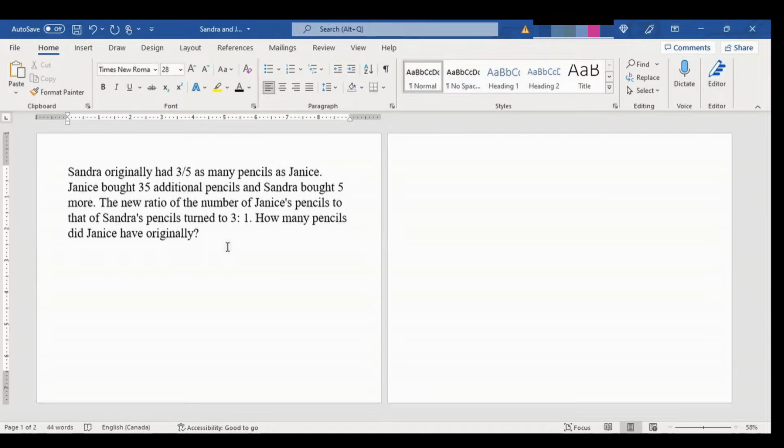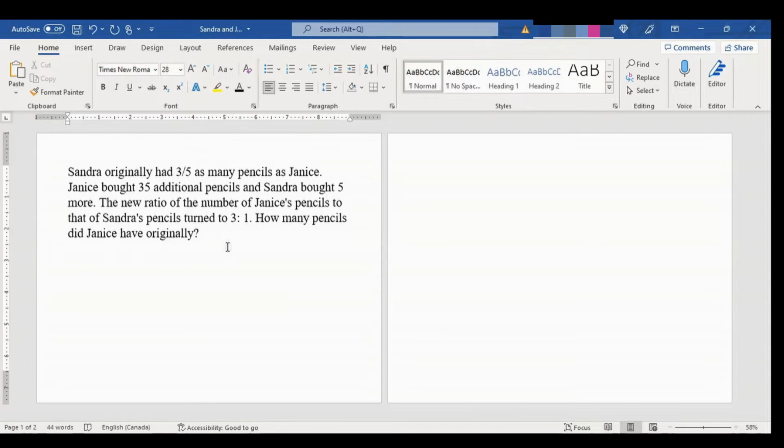So this problem says Sandra originally had 3/5 as many pencils as Janice. Janice bought 35 additional pencils, and Sandra bought 5 more. The new ratio of the number of Janice's pencils to that of Sandra's pencils turned to 3-to-1. How many pencils did Janice have originally?